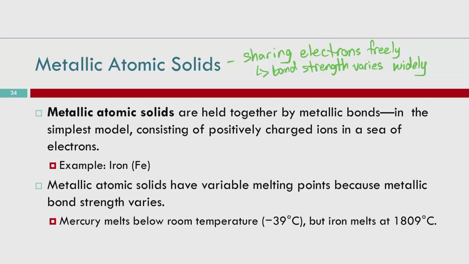On the one hand, we've got things like mercury that melts at negative 39 degrees Celsius, which is really cold. So mercury is a liquid at room temperature. On the other hand, we've got things like iron that melts at 1800 degrees Celsius, which, again, is really, really hot.